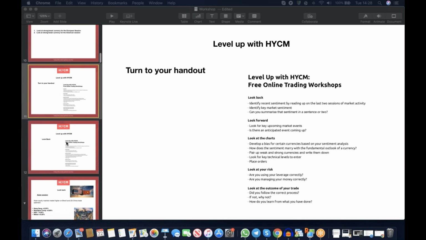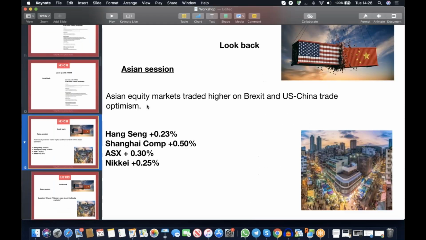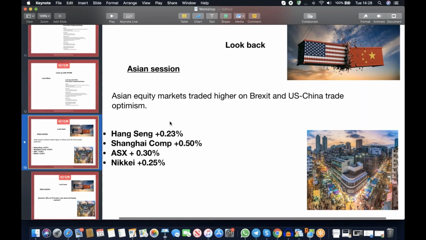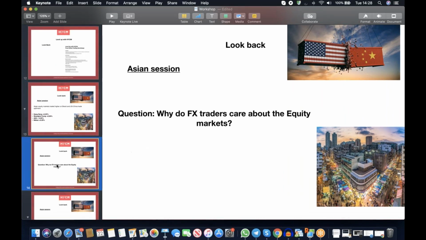Okay, so looking back, the first thing we do: I come to my desk, European morning session, just at the end of Asia, I want to see what was happening. So this morning, simple, Asian equity markets were trading higher on Brexit and US-China trade optimism. Okay, why do FX traders care about the equity markets?